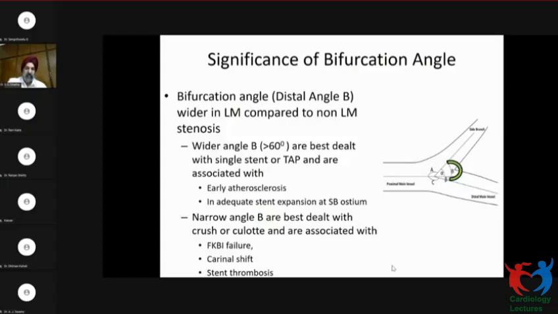Whereas narrow angles are associated with kissing balloon failure because the entry becomes very difficult. You will not be able to push your hardware in. There are high chances of carinal shift. And if you have not optimized the stents well, there is also a very high risk of stent thrombosis.